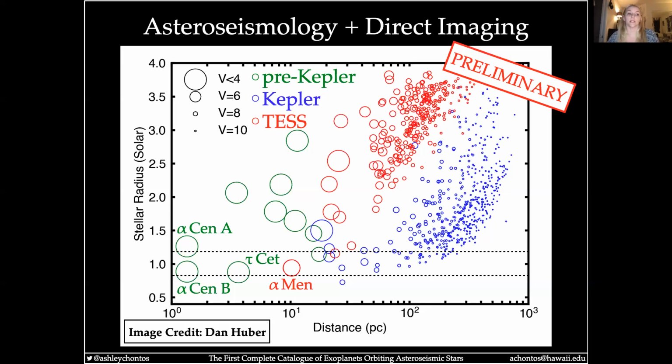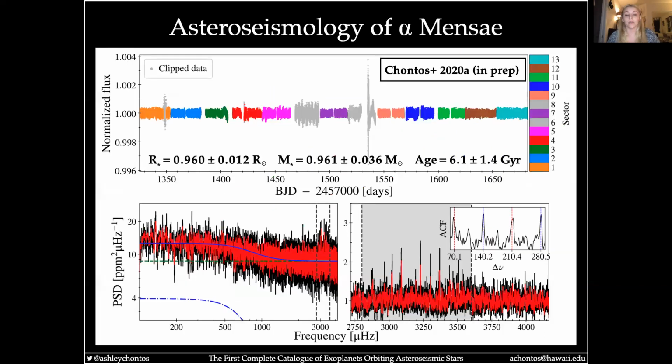So this is the TESS asteroseismic detection using TESS data of alpha Men, which is a nearby G7 dwarf at 10 parsecs, and now the closest star for which we have an asteroseismic detection from space. And currently, as it stands now, this is still the coolest star from the nominal TESS mission with a seismic detection. So alpha Men was in TESS's southern continuous viewing zone.